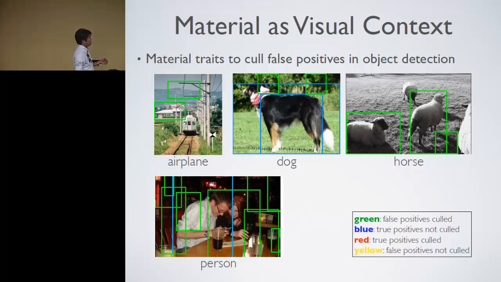So here I'm showing the successfully culled false positives in green boxes and the successfully preserved true positives in blue. And you can see, for instance, the horse detector keeps on saying that the sheep are actually horses, but the traits tell us they aren't because the fur is different, right?